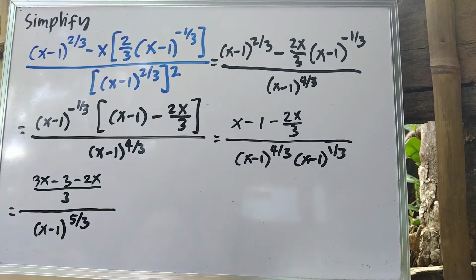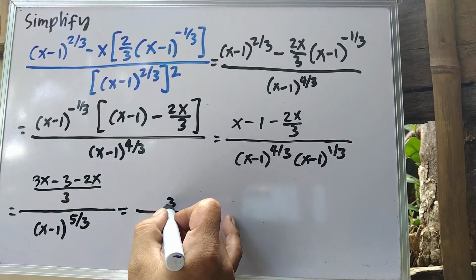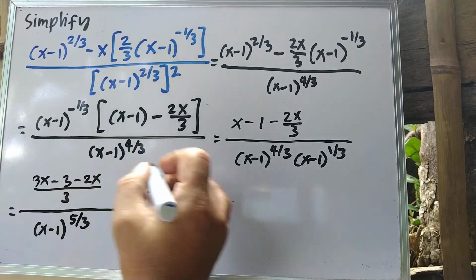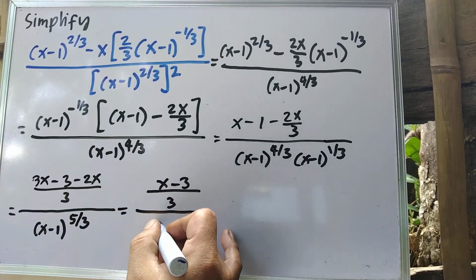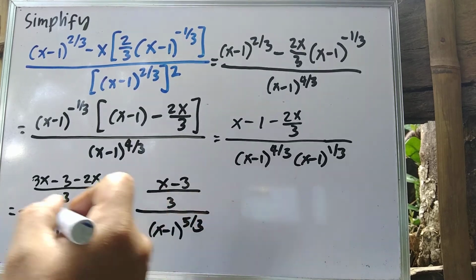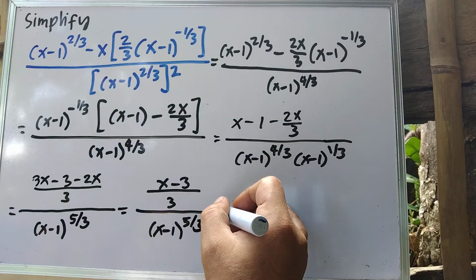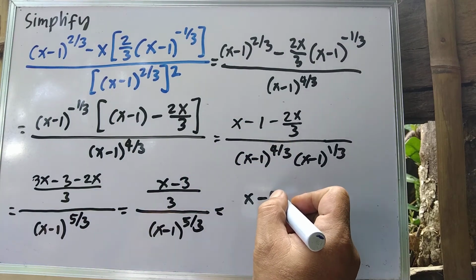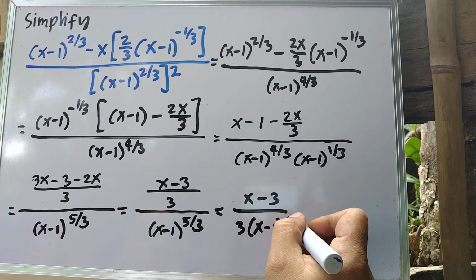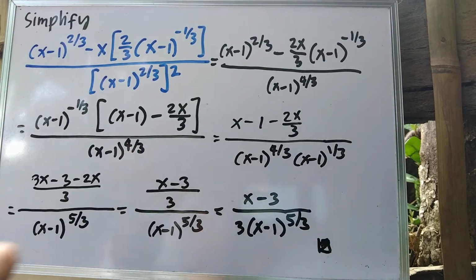Okay? Then, simplify further. You have here, copy 3. 3x minus 2x is x. Then you copy minus 3. Then copy the denominator x minus 1 to the power of 5/3. Okay? Then simplify further. Get your final answer. You have x minus 3 whole over 3 times x minus 1 to the power of 5/3. So this is your final answer.